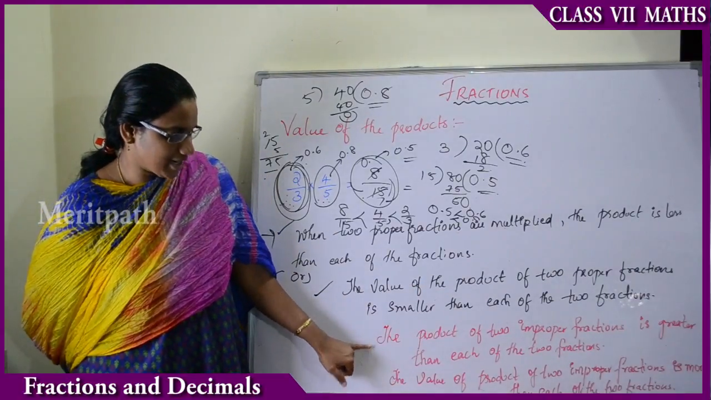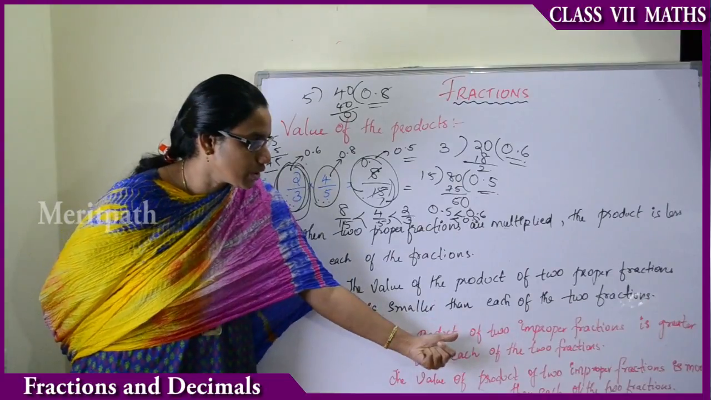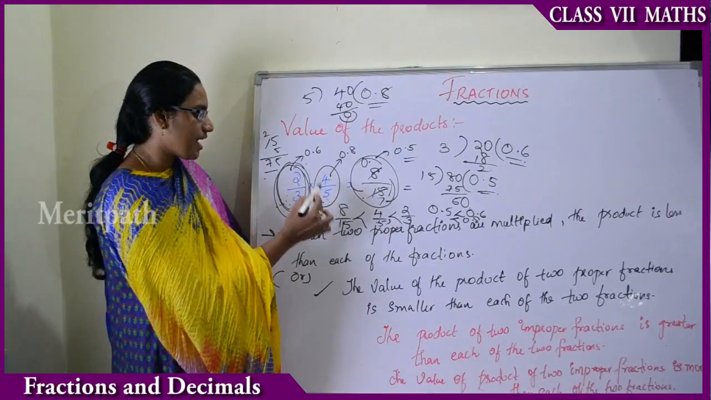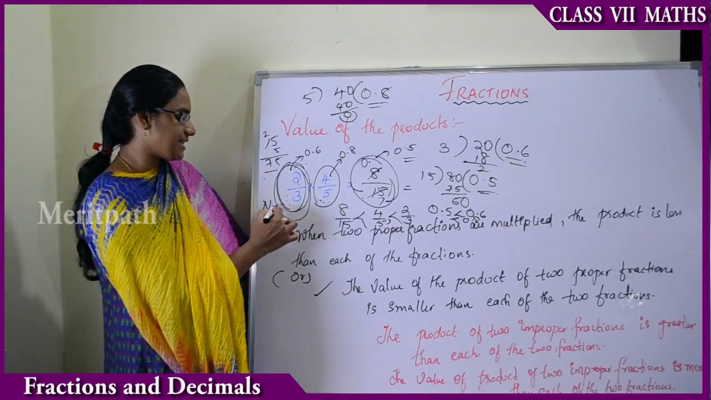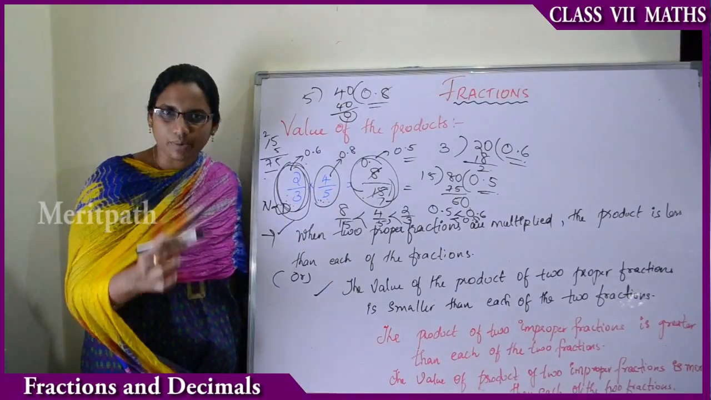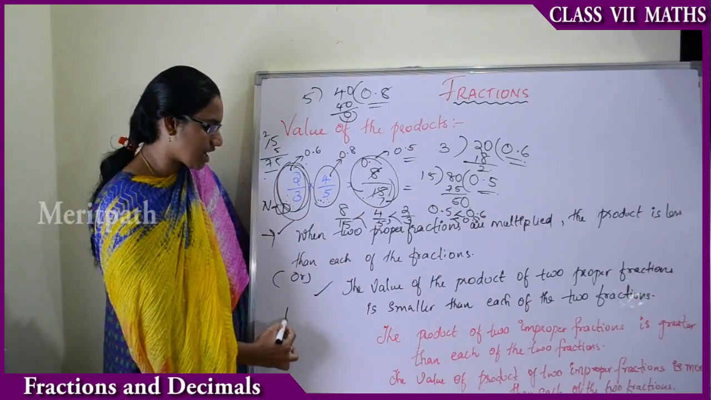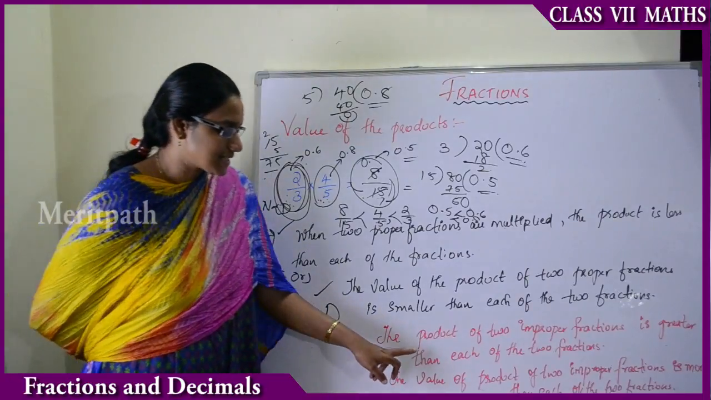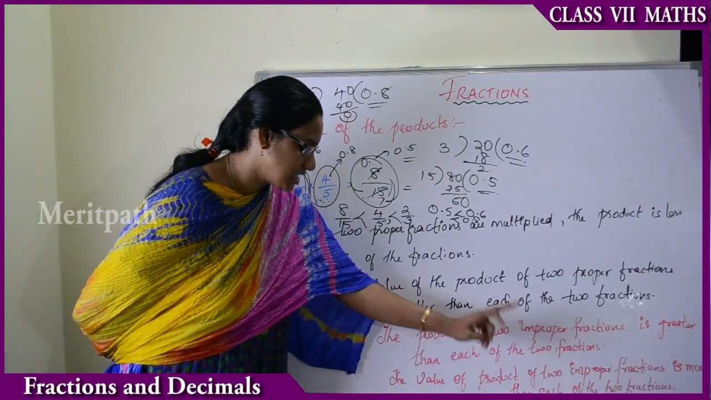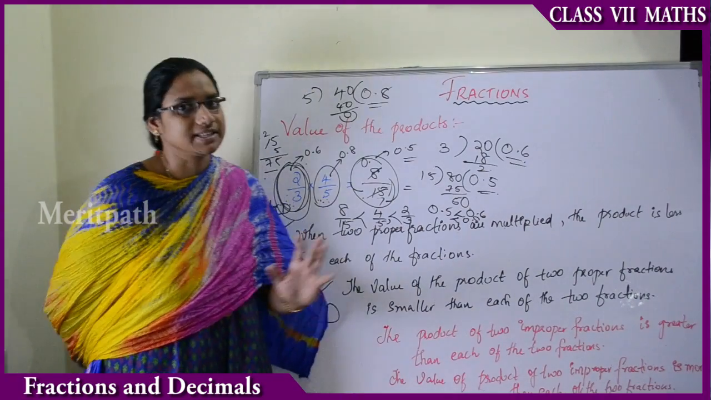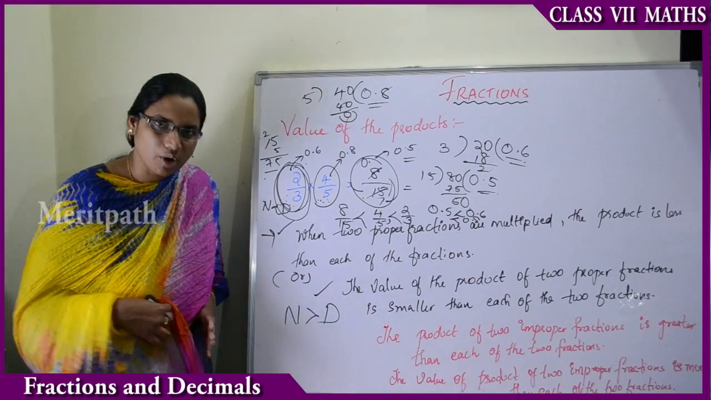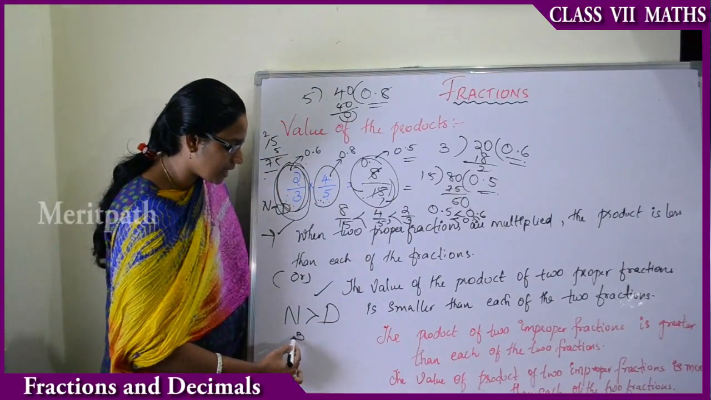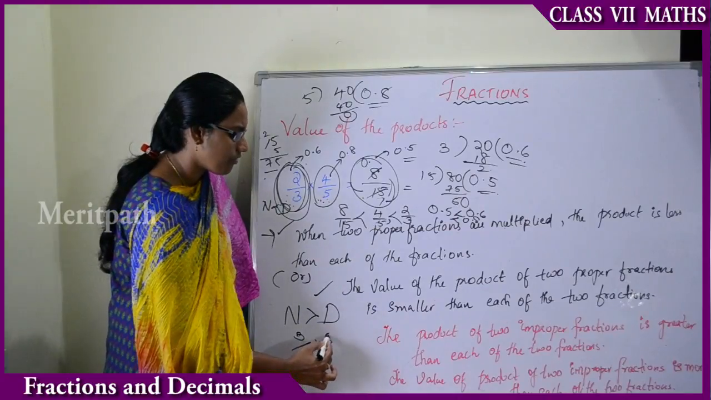And we can see another statement, that is the product of two improper fractions. Previously I have taken proper fractions, that is numerator is less than denominator. While coming to improper fractions, numerator is greater than denominator. Now we will see the statement that the product of two improper fractions is greater than each of the two fractions. For example, let us take improper fractions, that is numerator greater than denominator. That means we will be taking 3 by 2 into 5 by 4.